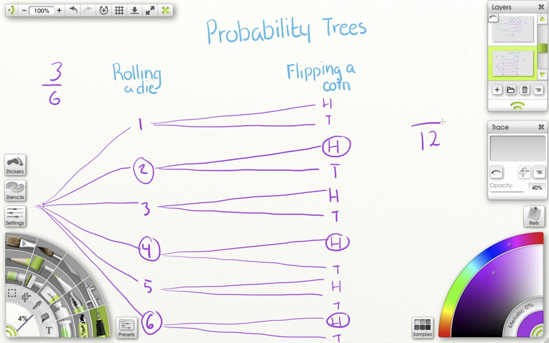Next, we have to look at what outcomes are the ones that we want. So rolling an even number, we circled, and then rolling a heads, we circled. So this is one possible outcome. That's 1. An even number, a heads, that's 2. An even number, a heads, and that's 3. There are 3 possible outcomes out of 12. Or if I reduce this fraction, I can divide both of these numbers by 3, which gives me a 1 in 4 chance.